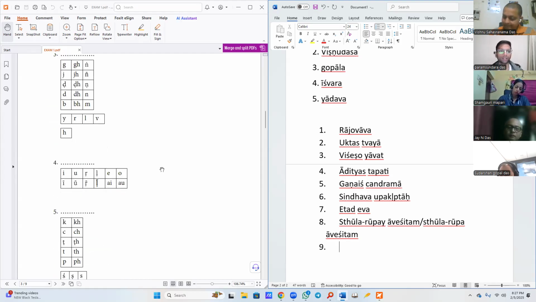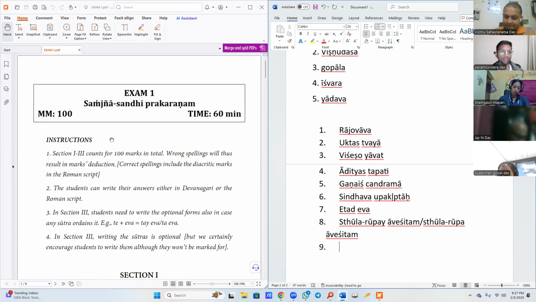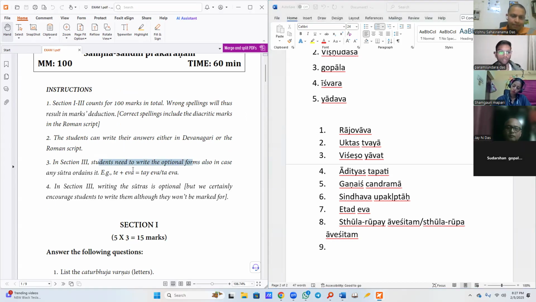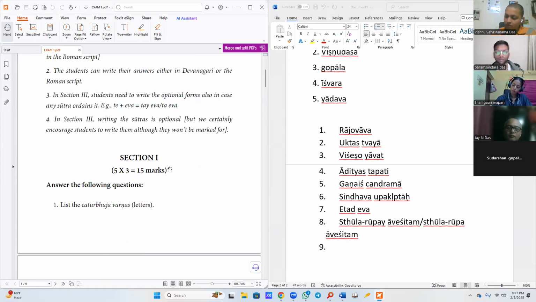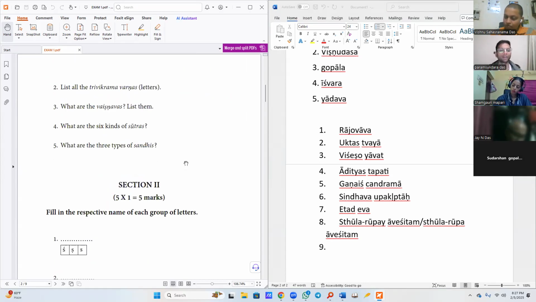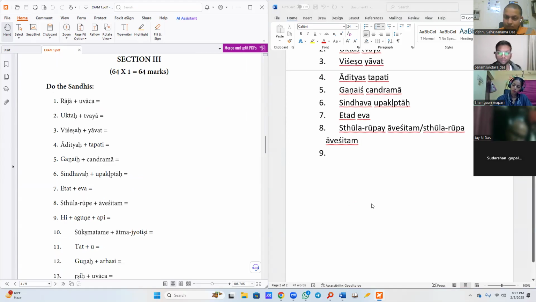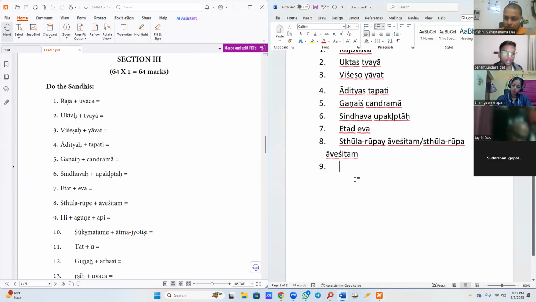Because I had mentioned in the instructions for the third section that students need to write the optional forms also, in case any sutra ordains like this. So if you have written only one answer, give half marks to yourself. Then the ninth one, he agune api. So first he becomes ya, agune and so on.